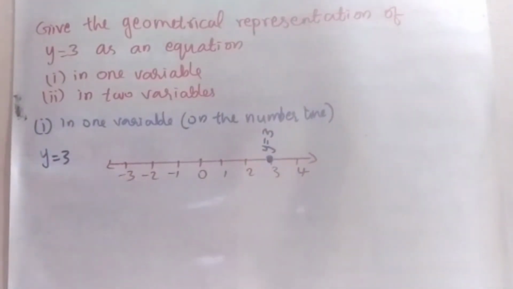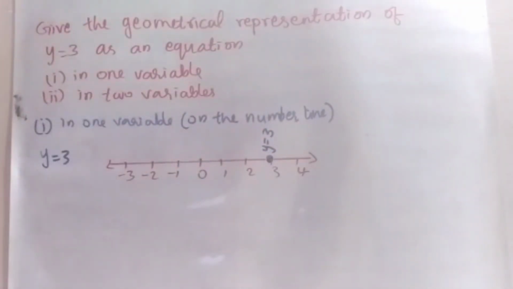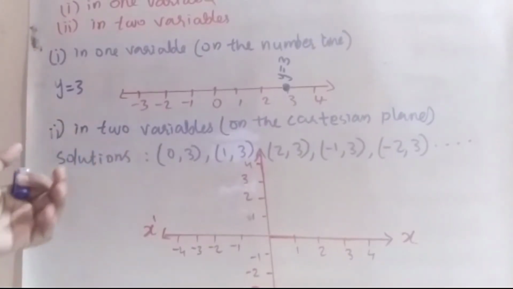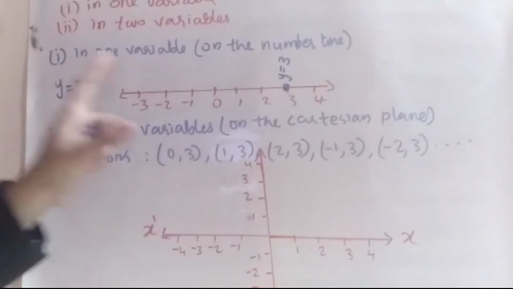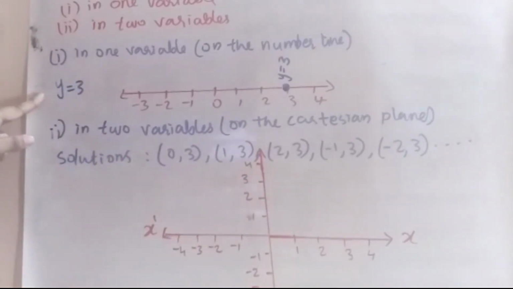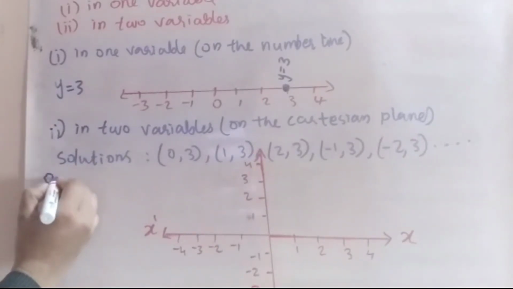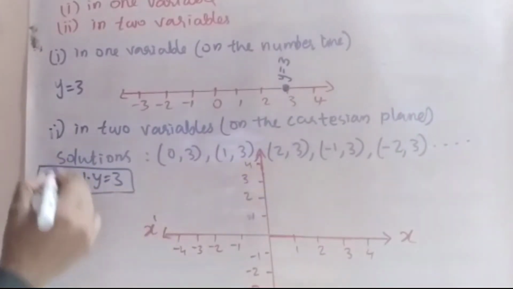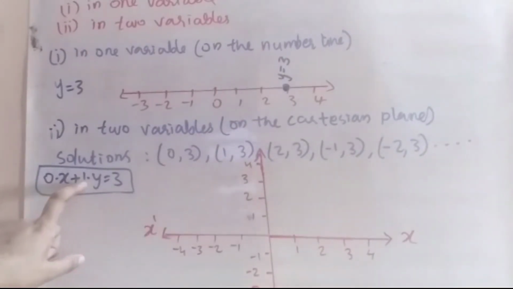Now let's go to represent y is equal to 3 on the Cartesian plane. We are going to plot y is equal to 3 in two variables. See, how do we convert this linear equation in one variable to a linear equation in two variables? 0 into x plus 1 into y is equal to 3. Actually there is no x term, but we can write 0 into x plus 1 into y is equal to 3.